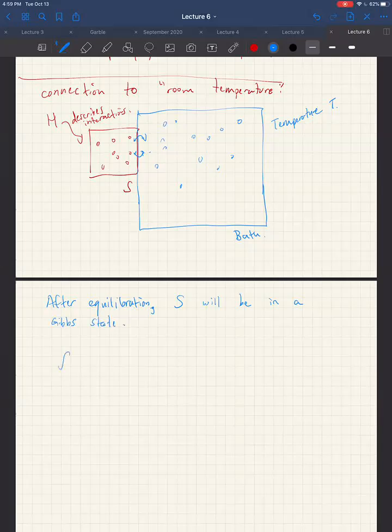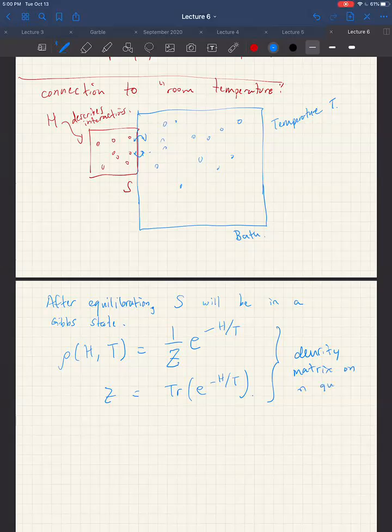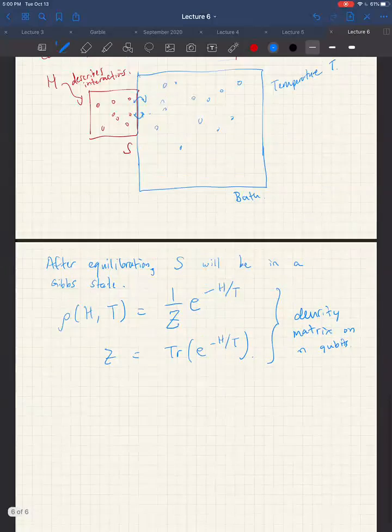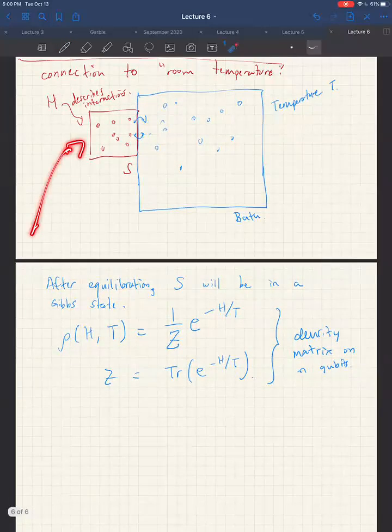And what is this Gibbs state? I'm going to denote it as a function of the Hamiltonian and the temperature. It's the following density matrix: 1 over Z times e to the minus H over T. And what is Z? It's the normalization constant, the trace of this operator. You can verify for yourself that this is a density matrix. It represents a probabilistic mixture of pure states, a density matrix on n qubits, representing the distribution of states of the system S.